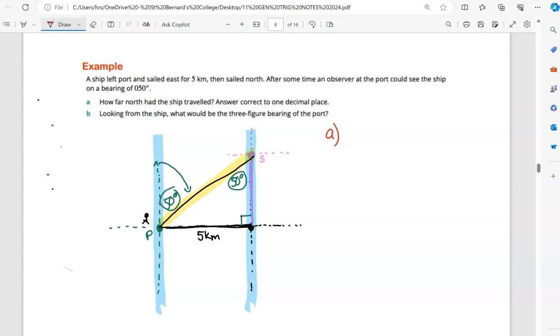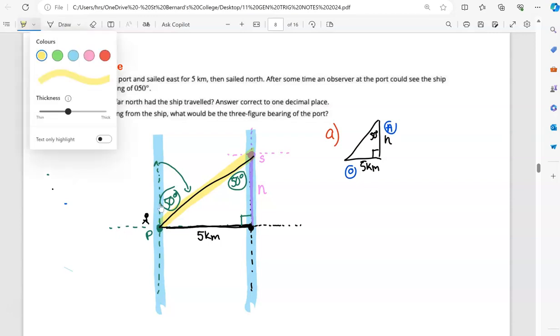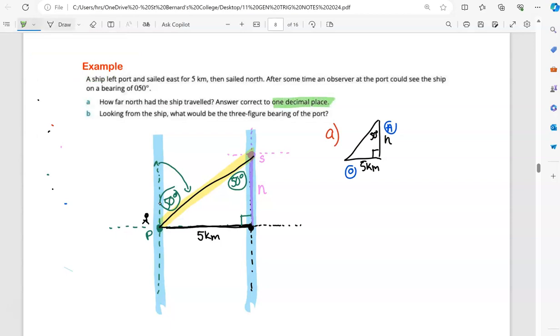Once we've got the diagram, it said, how far north has it travelled? I'll just call it N. They want that north bit there, how far north the ship has travelled, so this line along the north line. What I'll do is simplify it. I don't want all those lines in there anymore. I've got 50 degrees there. I know this is 5 kilometres and I want to find that north. If I label this up, I've got the opposite and the adjacent. So which formula will I use? Tan. Good. And I'll highlight that it said 1 decimal place this time.